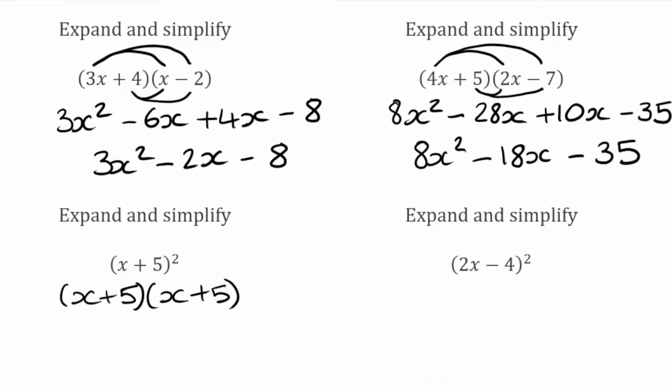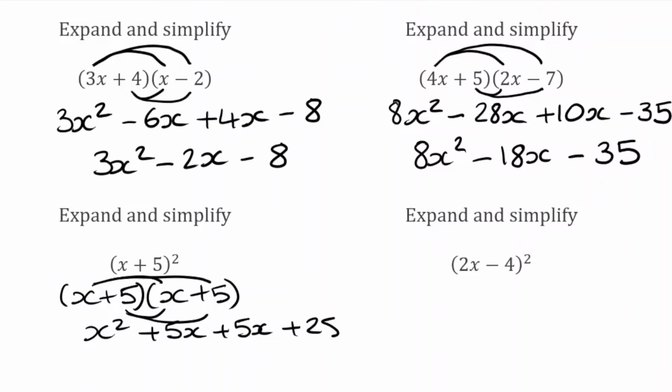So again, we approach this in exactly the same way that we've done all the other questions. So to begin with, we do x multiplied by x, which is x squared. We then do x multiplied by 5, which is 5x. Okay, then moving over to the 5, we'd have 5 times x again, so another 5x. And then we'd have 5 times 5, which is 25. So collecting the like terms, we have x squared. We have 5x plus 5x, which is 10x, so plus 10x, and then again at the end we have our plus 25.